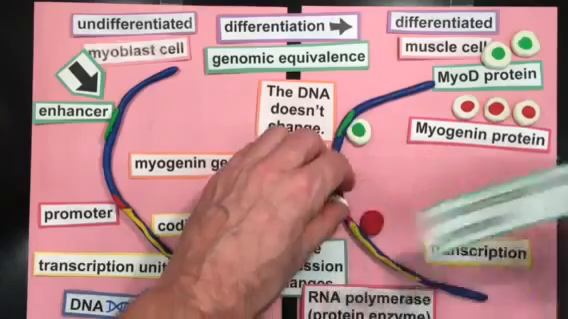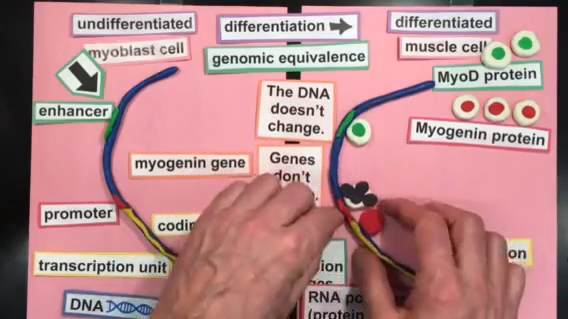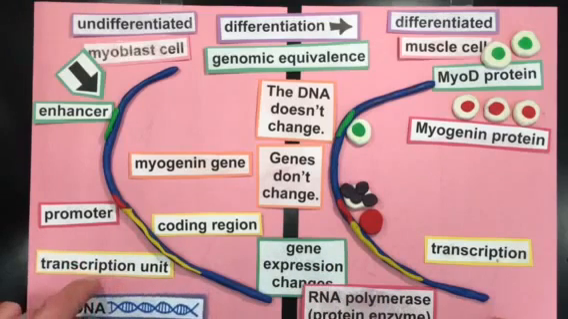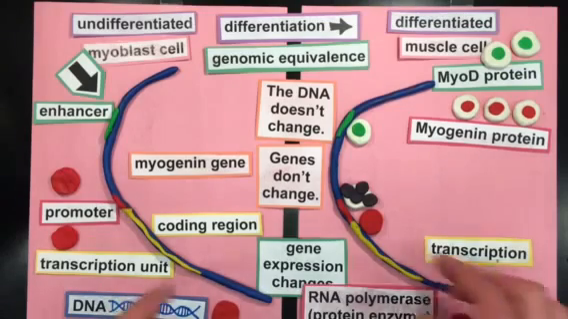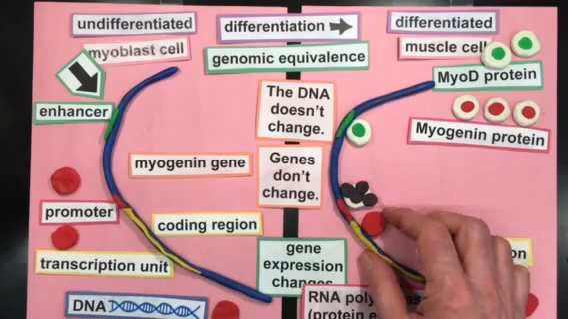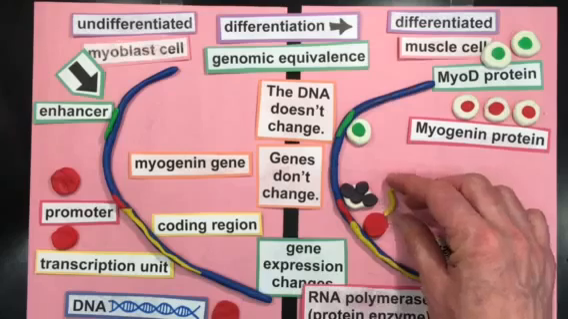All transcription factors function the same way. They all function to regulate transcription of the transcription unit by RNA polymerase. All cells have RNA polymerase. The difference between the myoblast and the differentiating muscle cell is that RNA polymerase is bound and transcribing the gene in the differentiating muscle cell.